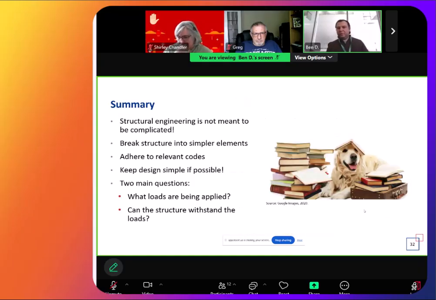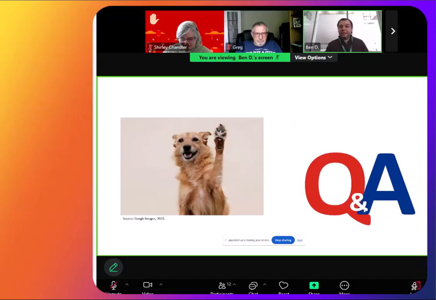Now, just an overall summary: structural engineering is not meant to be complicated. If it was, I wouldn't be doing it. You break the structure into simpler elements. You make sure that you're following the appropriate codes, because those are laws, and keep the design as simple as possible. And two questions I always bring it back to: what loads are being applied to the structure? And can the structure withstand the loads? Does it have the proper resistance? Thank you very much. That summarizes the speech. I'll open it up for questions.